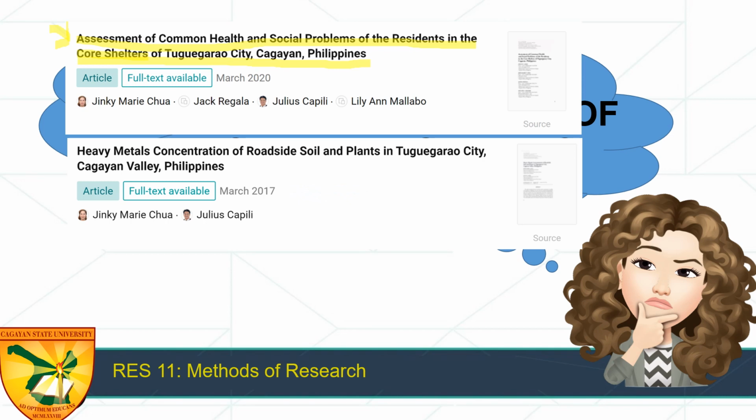Another is this study, heavy metals concentration of roadside soils and plants in Tuguegarao City, Cagayan Valley. This is descriptive analytical. It's not even experimental itself, but the impact of it is looking at the importance of being near the roadside in terms of heavy metal concentration, because many people are not aware about heavy metals being accumulated in the soil and plants in Tuguegarao City.